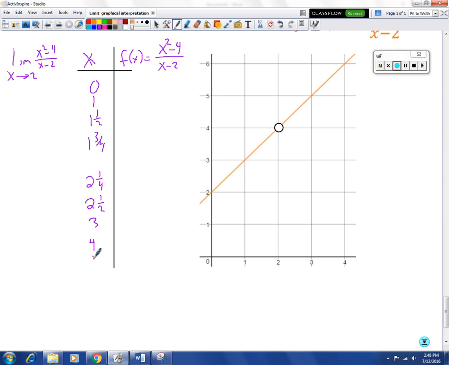Okay, so we plug in 0. Let's see, we get 0 squared minus 4, we get a negative 4. 0 minus 2 is a negative 2, you get an answer of 2. Let's plug in 1. 1 squared is 1, 1 minus 4 is a negative 3. 1 minus 2 is a negative 1, we get an answer of 3. So at 0 we get an answer of 2. At 1 we get an answer of 3. Okay, 1 and 1 half.